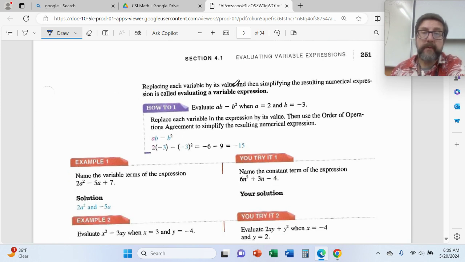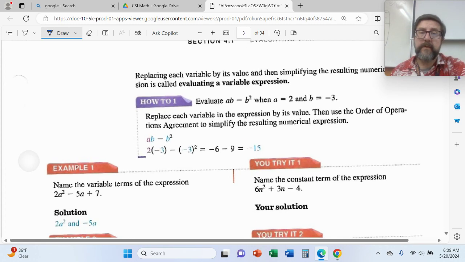Replacing each variable by its value and simplifying the resulting numerical expression is called evaluating a variable expression. Evaluate AB minus B squared when A equals 2 and B equals -3.